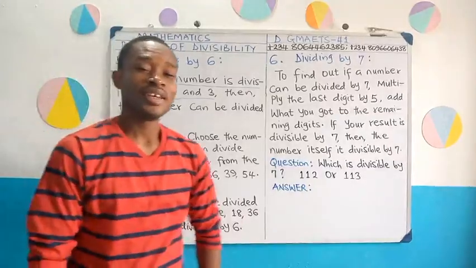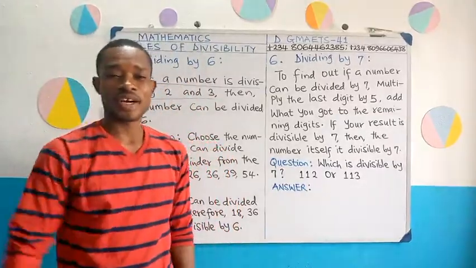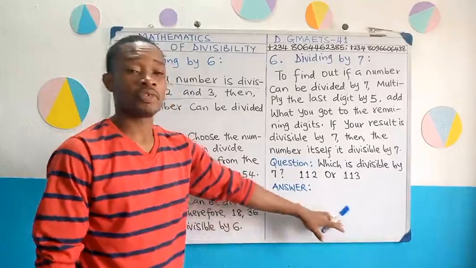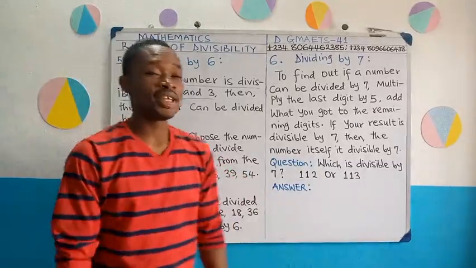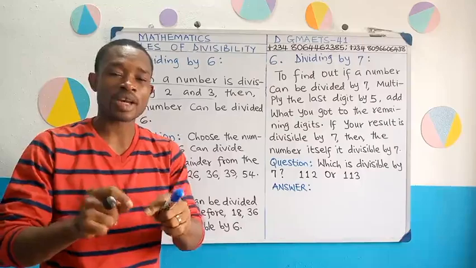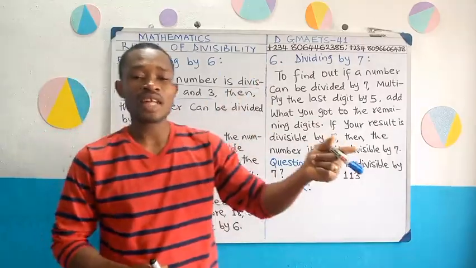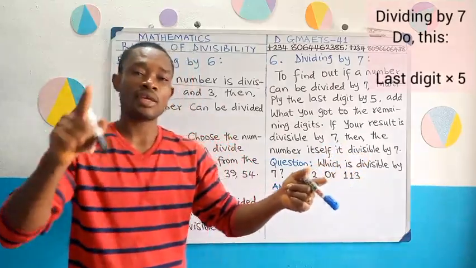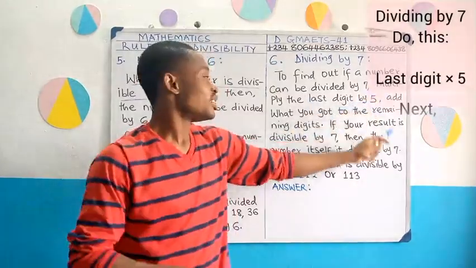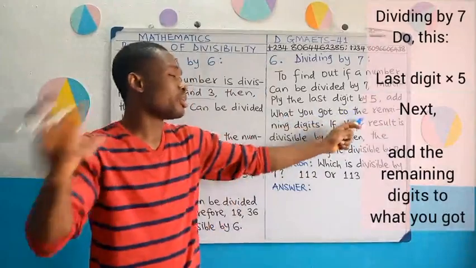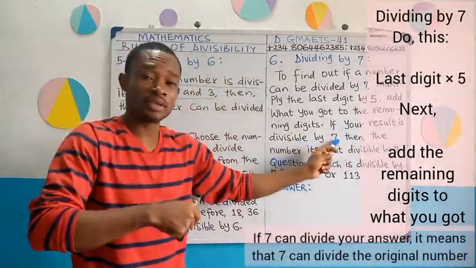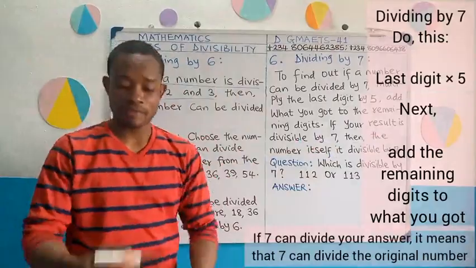Let's quickly go to this dividing by 7. That rule there is something else. So I've decided to create a space to work it for you to see directly. How would I know that a number can be divided by 7? So look at the short note. To find out if a number can be divided by 7, first, take the last digit of that number, multiply it by 5. That's what I have here. Multiply the last digit by 5. Then add what you got to the remaining digits. Now, if your result is divisible by 7, then the number itself is divisible by 7.